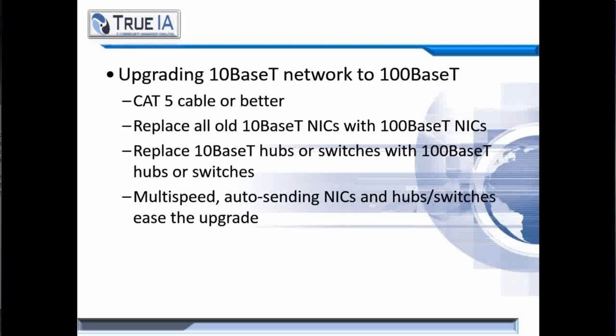So why the switch? Well, when upgrading from 10 base T to 100 base T, you had to switch out the Cat3 cable for Cat5 or better, replace all the old 10 base T NICs with a compatible 100 base T NIC, as well as replace the 10 base T hubs or switches with a compatible hub or switch. However, you gained multi-speed and auto-sensing NICs, and the hubs and switches were fairly easy to upgrade.